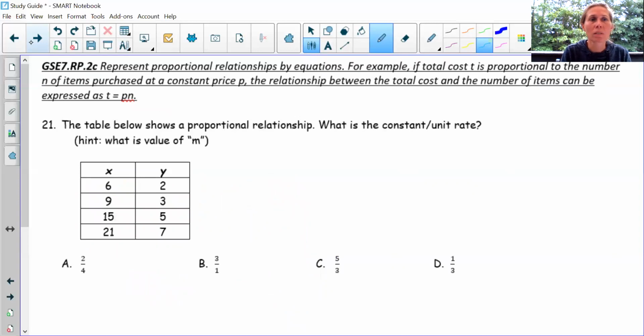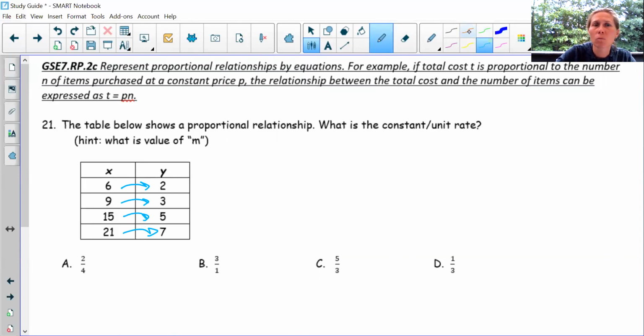21. The table below shows a proportional relationship. What is the constant or unit rate? Now, it says hint, what is the value of M? You don't know M yet. That's the slope, but we'll talk about that later. We want to know, what are you doing to X to get Y? Now, it's going down. It means we have to multiply. What do we multiply by?